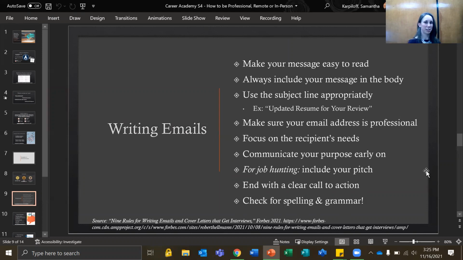And lastly, this is something I can't drill home enough, and I know I need to work on it myself, making sure that I check my messages for spelling and grammar, because that is the number one way to make a good first impression, is to make sure that you don't have any spelling or grammar mistakes for your emails, for your resume, your cover letter. Really important stuff there.